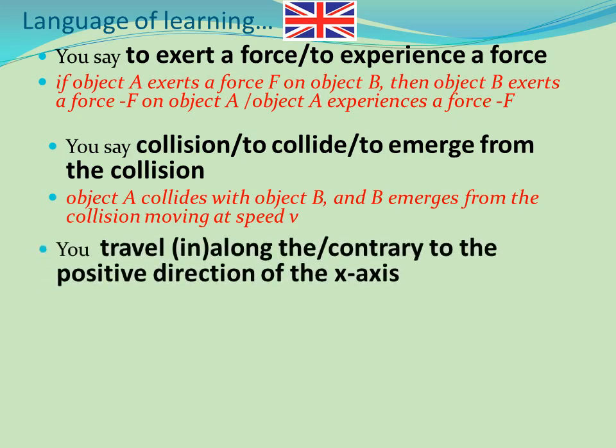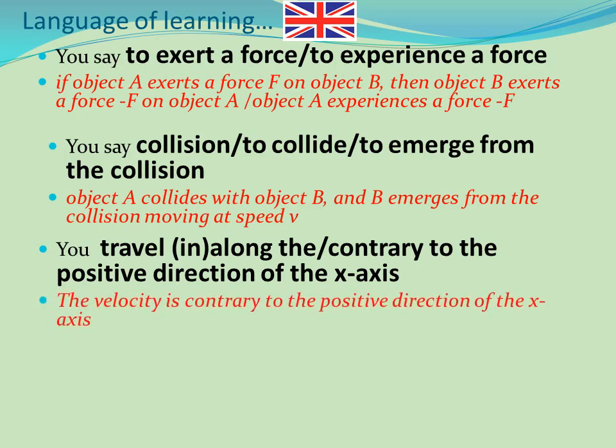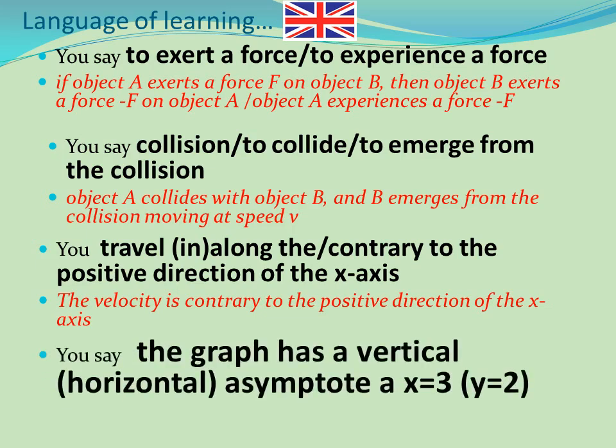You travel along or contrary to the positive direction of the x-axis. You can also say to travel in the positive direction of the x-axis. The velocity is contrary to the positive direction of the x-axis. And you say the graph has a vertical asymptote at x equals 3, or a horizontal asymptote at y equals 2.